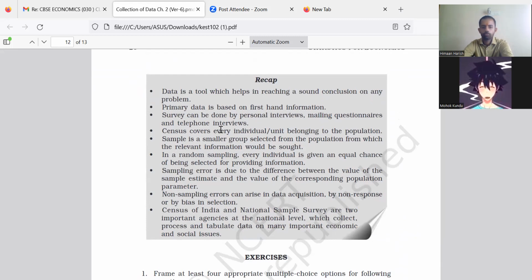Sample is a smaller group selected from the population from which the relevant information would be sought. In random sampling, every individual is given an equal chance of being selected for providing information. Sampling error is due to the difference between the value of the sample estimate and the value of the corresponding population parameter. Non-sampling errors can arise in data acquisition by non-response or by bias in selection. Census of India and National Sample Survey are two important agencies at the national level, which collect, process, and tabulate data on many important economic and social issues.